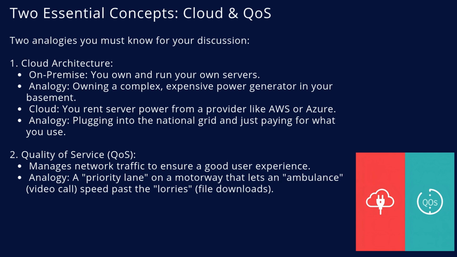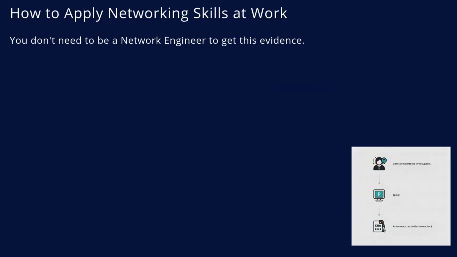This is just a priority lane on your digital motorway. It makes sure that an ambulance, like your team's video call, can speed past all the heavy lorries, like a big file download, so your call doesn't freeze. Remembering these two analogies, the national grid and the priority lane, is a fantastic way to prove your understanding. You can get all the evidence you need for K16 in under 15 minutes, without being a network expert.